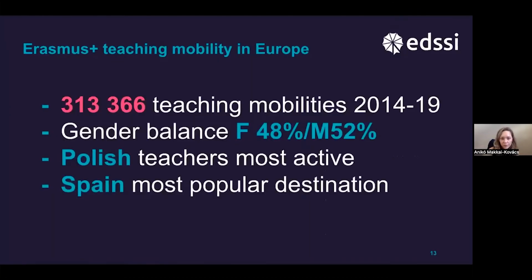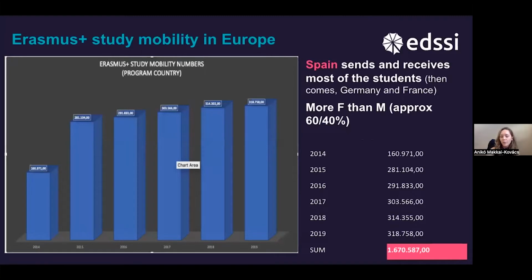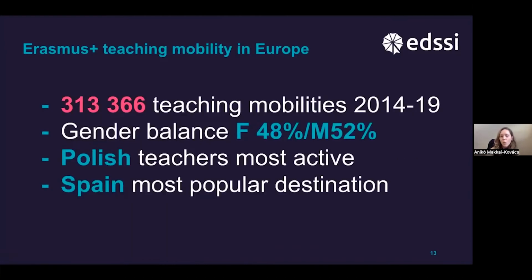Erasmus is not only for students, though we mainly work with them at this moment, but it's also for teachers and academics. I'm sure you are all aware of that. And I collected a little statistics about that as well. So you can see that it's approximately 300,000 teaching mobilities between 2014 and 2019. So if you compare it with the 1.6 million, altogether it's almost 2 million mobilities, but teaching mobility is a much smaller amount of mobility in this period.